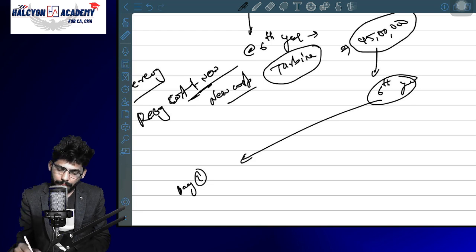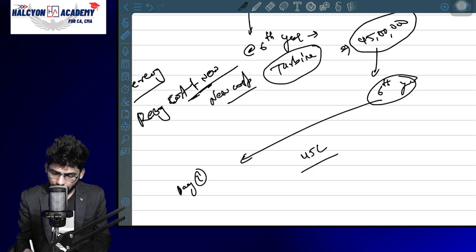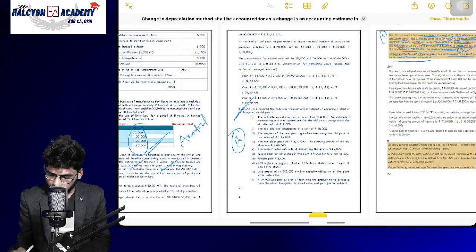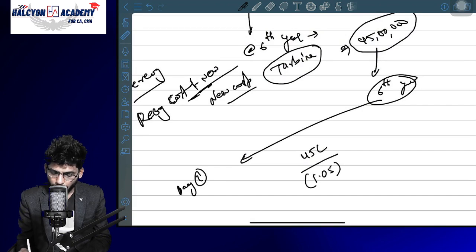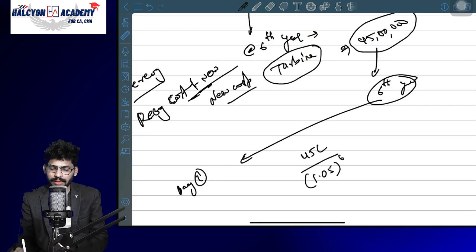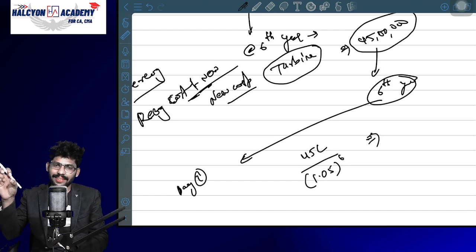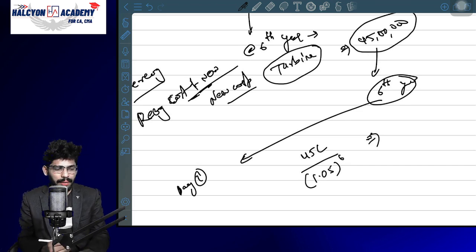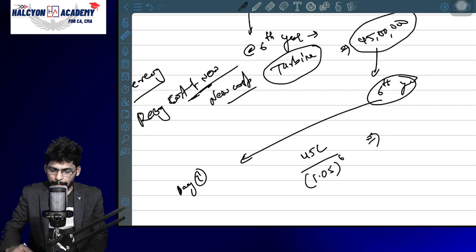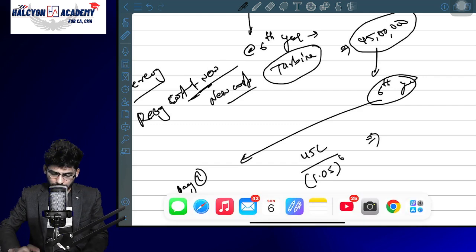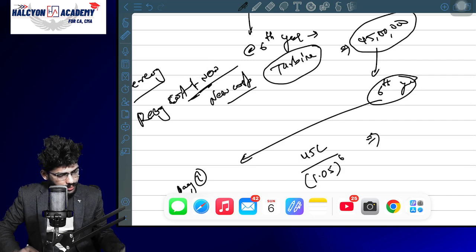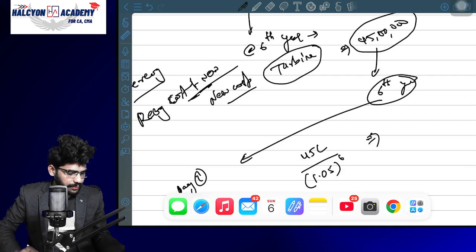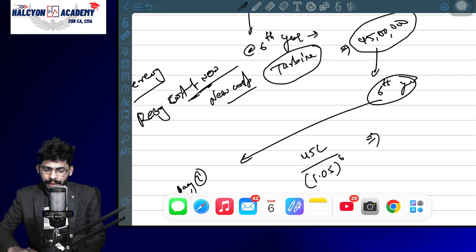Yes, 6 years. Please bring 45 lakhs divided by the discount rate. Discounting rate how much? 5%. Please calculate, guys. 45 lakhs divided by 1.05 to the power 6. Or you can calculate it like 1 divided by 1.05 to the power 6 times 45 lakhs, whatever. Please calculate, guys. How much?